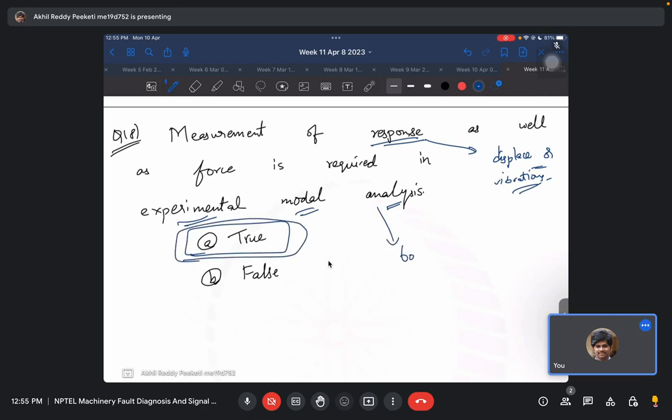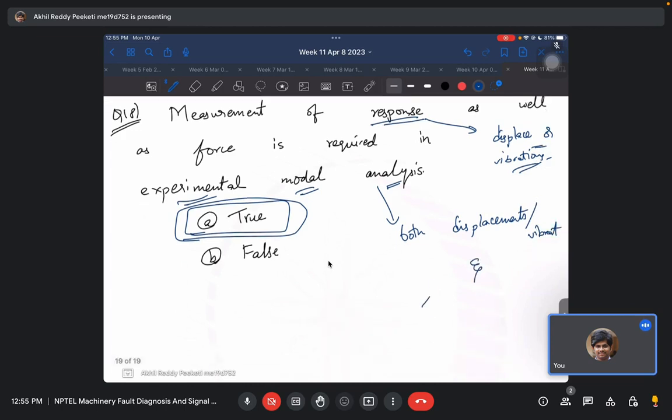So both displacements or vibrations and force are measured in experimental modal analysis.